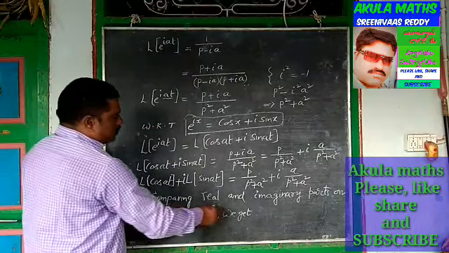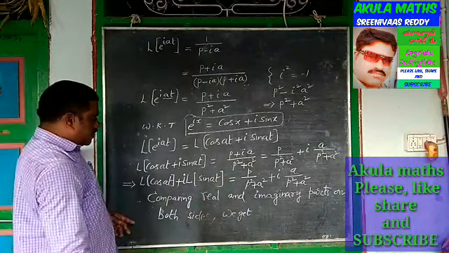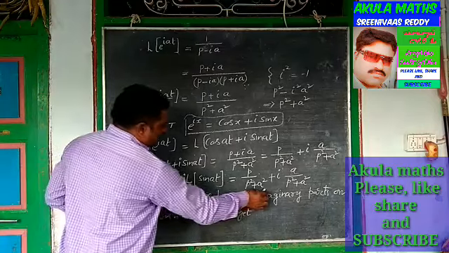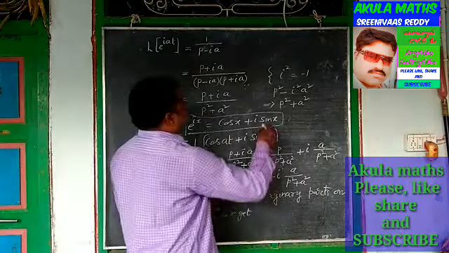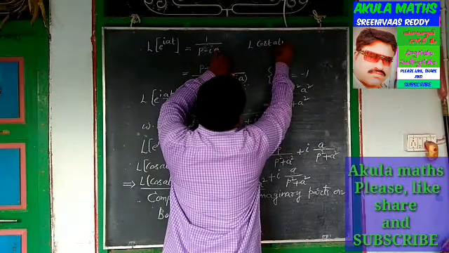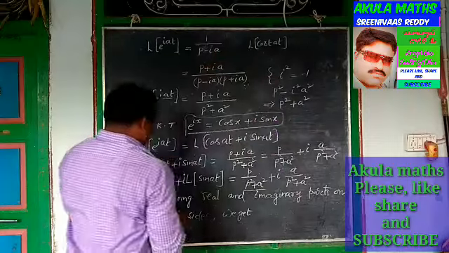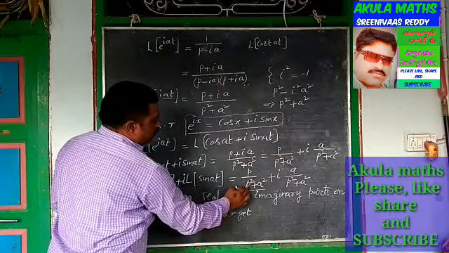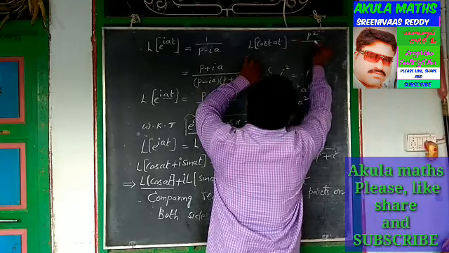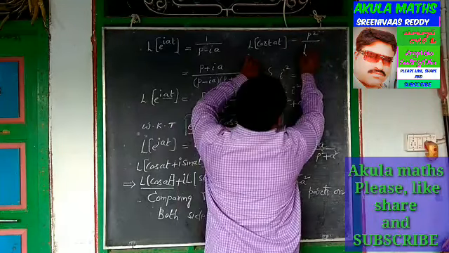Now comparing on both sides, real and imaginary parts. So this is the real part. So L of cos at is equal to p by p square plus a square.